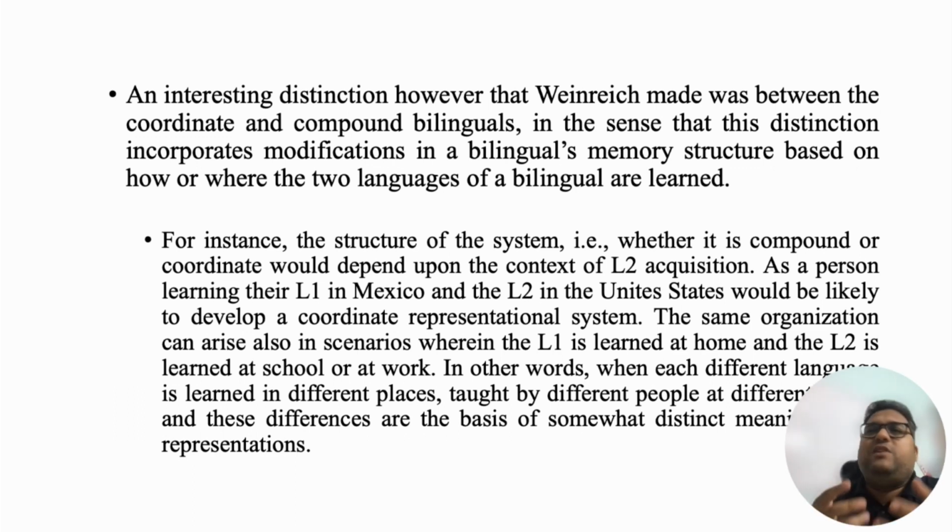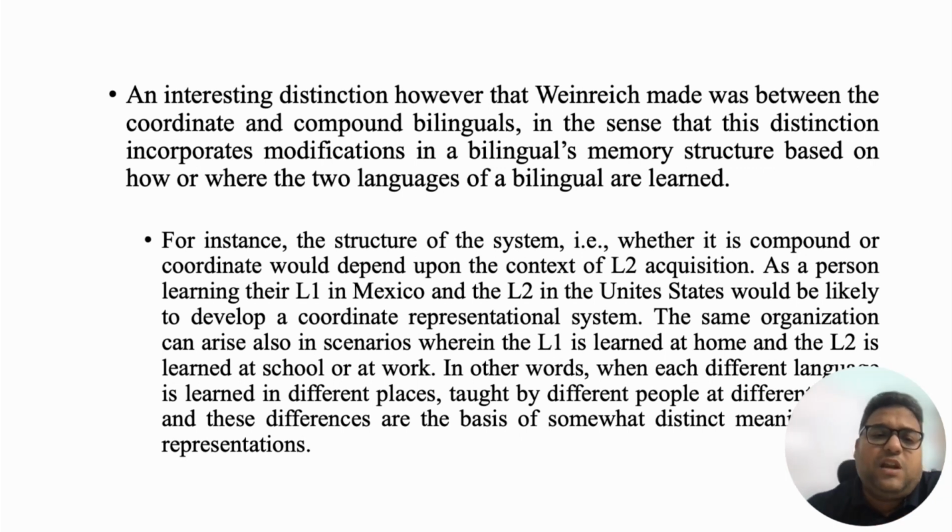So what basically we are saying is whether a bilingual will have a compound system of memory organization or a coordinate system of memory organization, it would basically depend upon where and in what circumstances the L2 has been learned. Say, for example, a person who has learned their L1, which is Spanish, in Mexico, and the L2, which is English, in the United States, would be likely to develop a more coordinate representational system, where the mappings between signifier and signified will be very different in Spanish and very different in English, and these two systems will not really interact too much with each other.